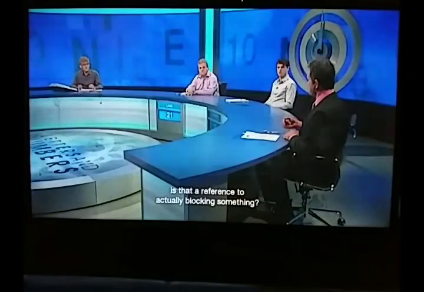is that a reference to actually blocking something? I believe so, it is. Essentially, you've been counter-attacked by a sword, and in fact that leads me to the next word, which is a riposte, which is when you parry a lunge and then quickly reply with a counter-thrust. That's a riposte, which now we come to mean a kind of quick reply.